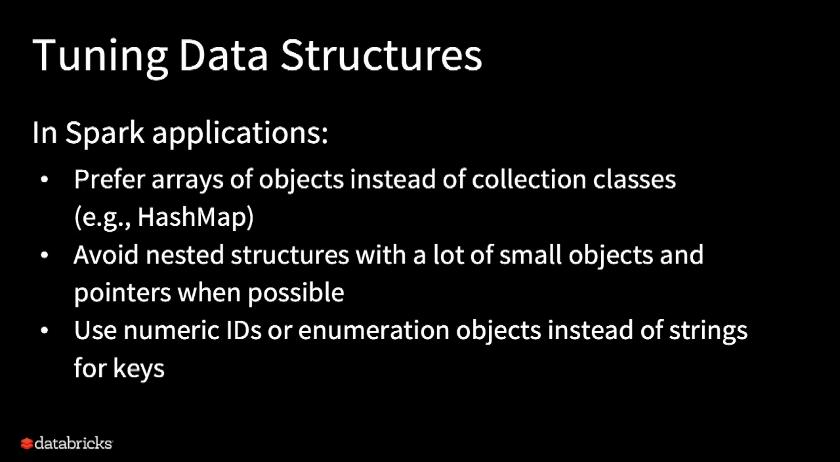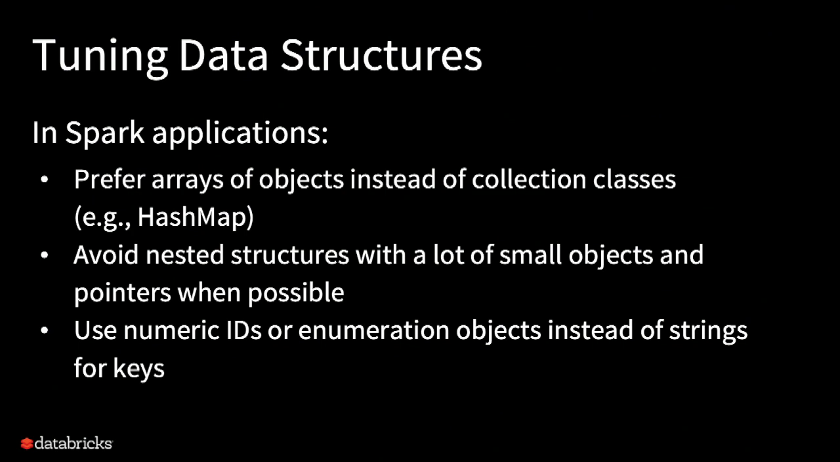The first way to reduce memory consumption is to avoid the Java features that add overhead, such as pointer-based data structures and wrapped objects. There are several ways to do this. The first is to design your data structure to prefer arrays of objects and primitive types instead of the standard Java or Scala collection classes.